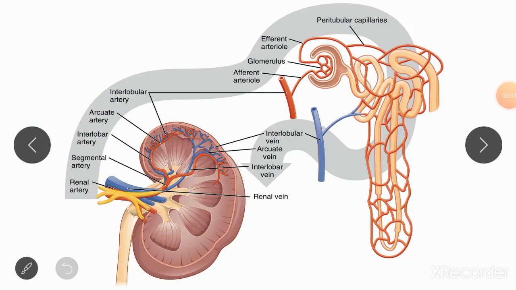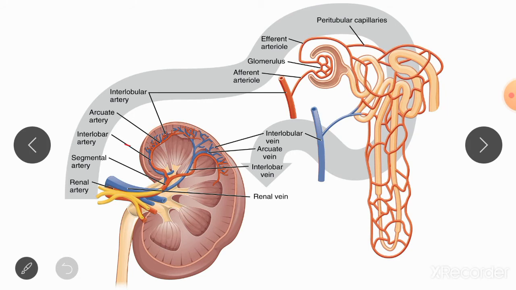Here is another representation of the same concept. Here you can see the renal artery which enters the kidney at the hilum. This renal artery forms large arteries known as segmental arteries, and these are the branches of renal arteries. Segmental arteries give off branches between the pyramids, and these are known as interlobar arteries. Interlobar arteries arch at the base of the pyramid and form arcuate arteries.